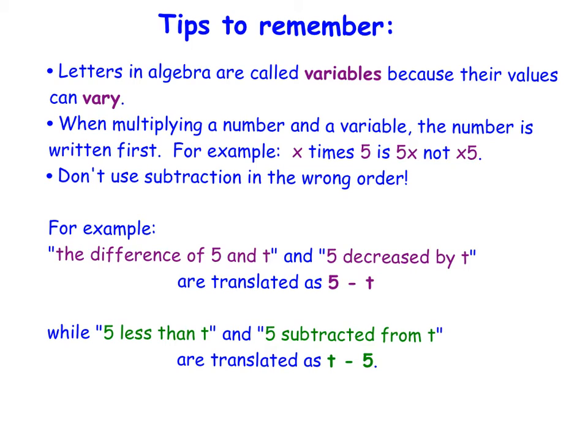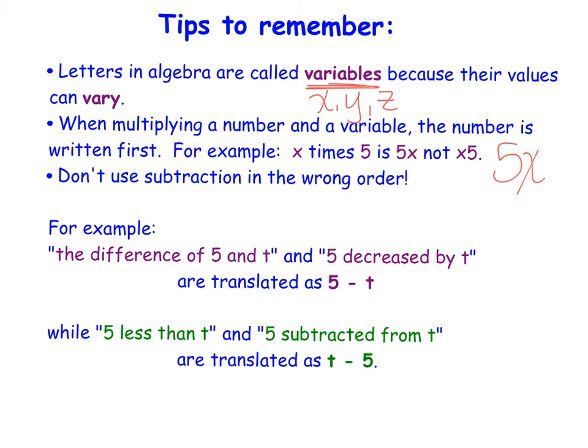1. Letters in algebra are called variables because their values can vary. Variables. And remember, most often they're going to be lowercase letters represented by x, y, and z, but it can be any letter in the alphabet. When multiplying a number and a variable, the number is written first. For example, x times 5 is written as 5x, not x5. So it would be represented as 5x.